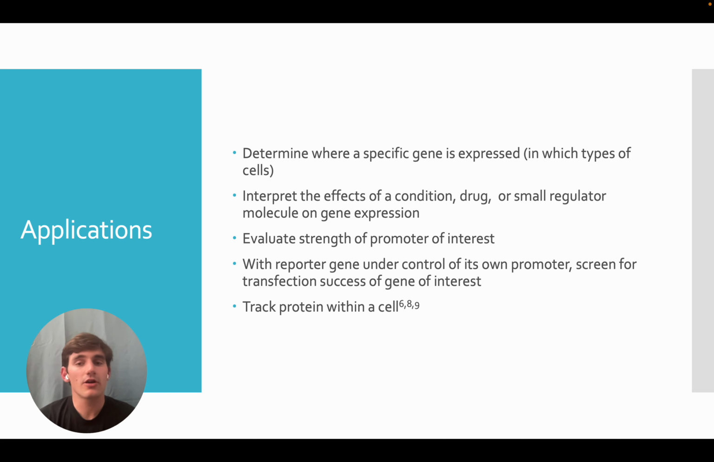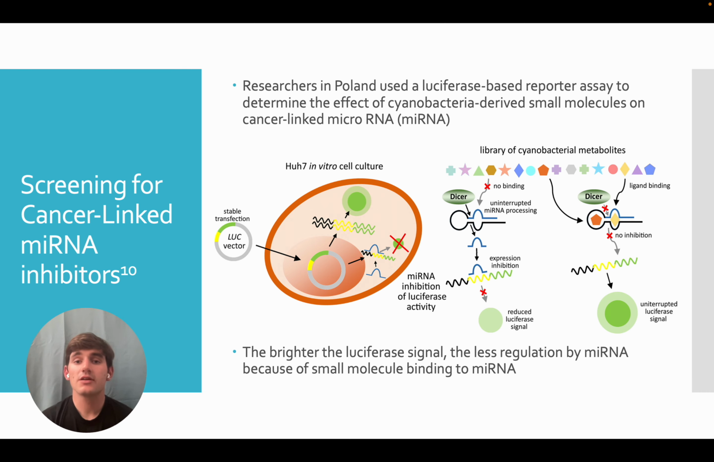And then another way that reporter genes are utilized is under control of their own regulator, of their own promoter. They are transfected along with a protein of interest or a vector of interest that you actually want to transfect cells with. But as they are transfected with, say, for instance, GFP, whatever cells fluoresce were successfully transfected with the vector that you're interested in. And then also, what we're going to get into a little bit later, it can be used to track protein within a cell.